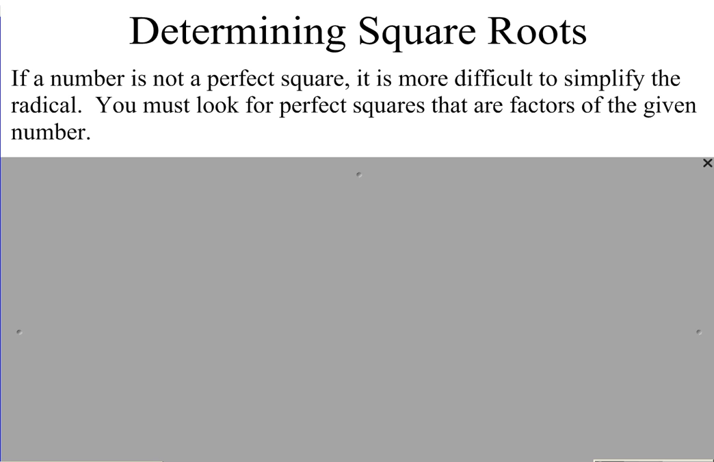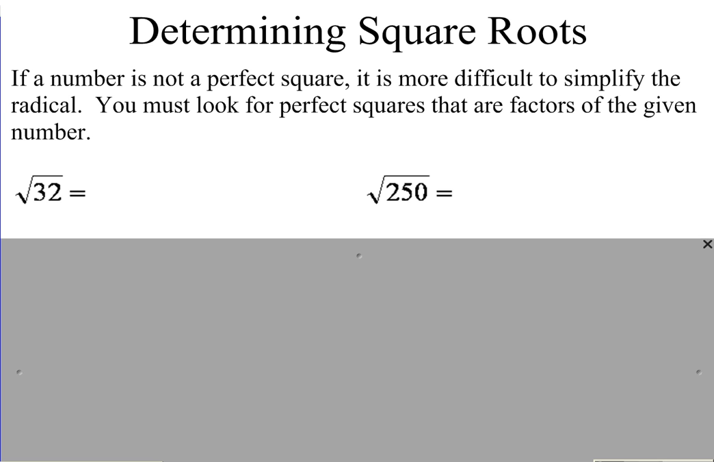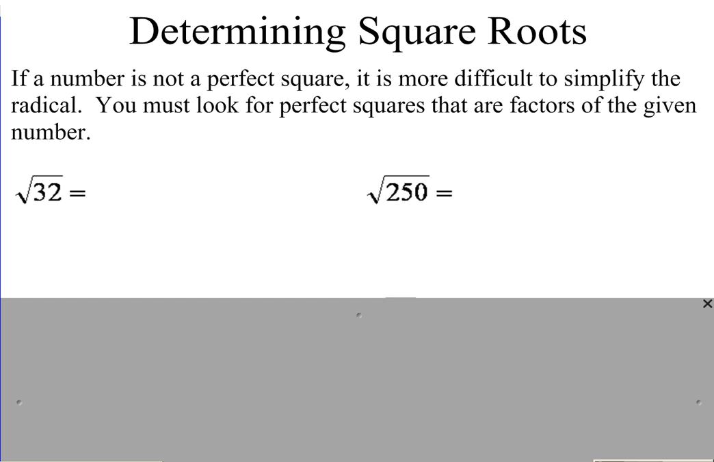So looking at a couple of problems here. If a number is not a perfect square, it's more difficult to simplify the radical. You must look for perfect squares that are factors of the given number. So just like when we did root 18, we recognized that root 18 was 9 times 2. Square root of 9 is 3, and we're left inside with 2. We're going to be doing the same type of thing here with these.